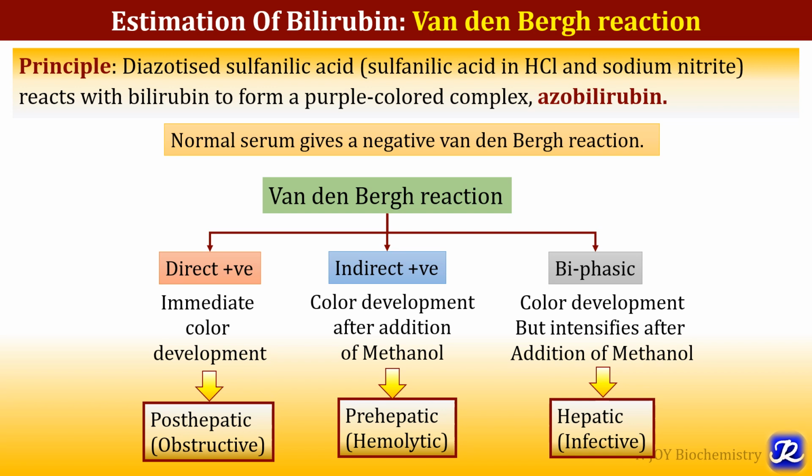So immediately the color development will be because of the presence of conjugated bilirubin, and after you add methanol, the unconjugated bilirubin will get dissolved there. So it becomes soluble, and there will be intensification of that purple color. So in the biphasic reaction, there is presence of both conjugated as well as unconjugated bilirubin. And in which condition are both raised? That is in hepatic jaundice, and this reaction is called the biphasic Van den Bergh reaction.